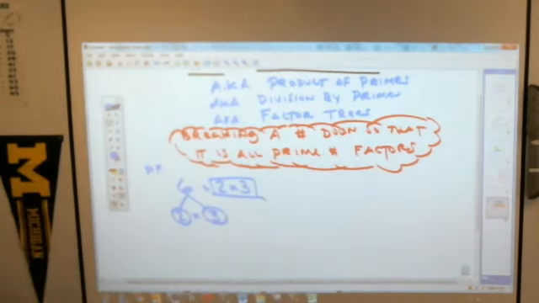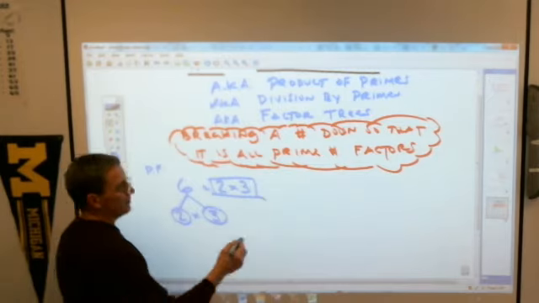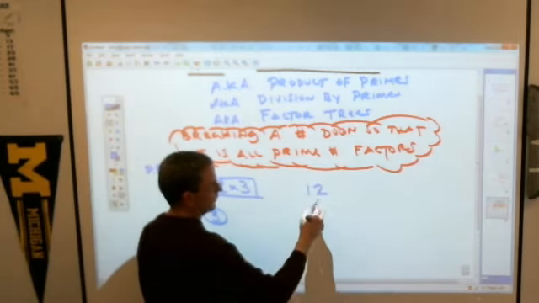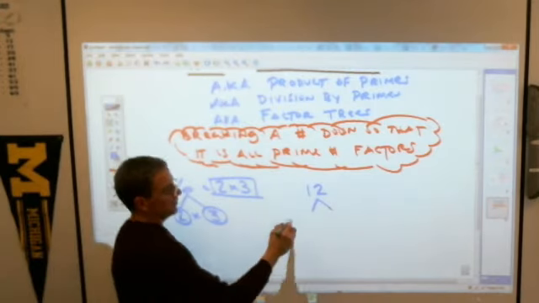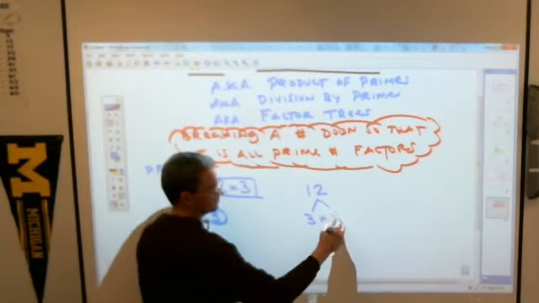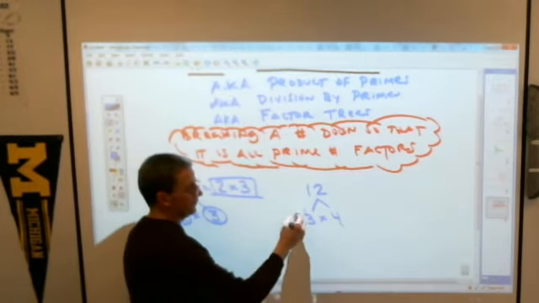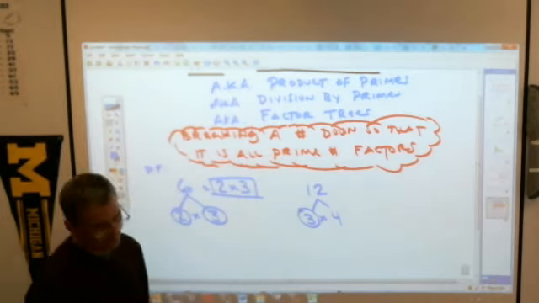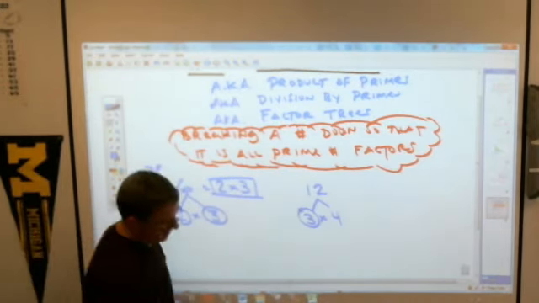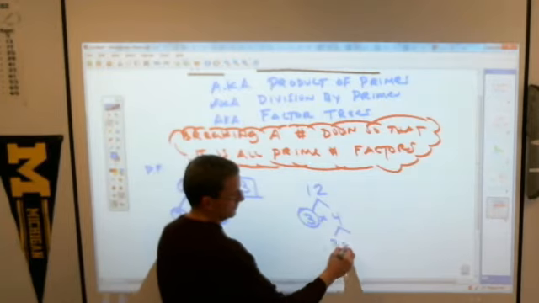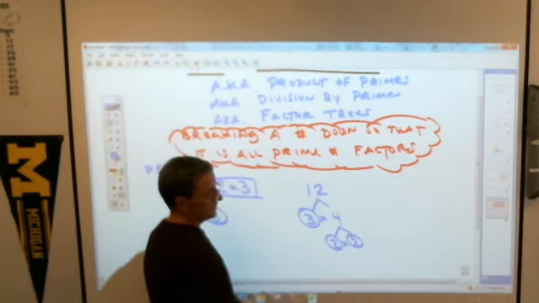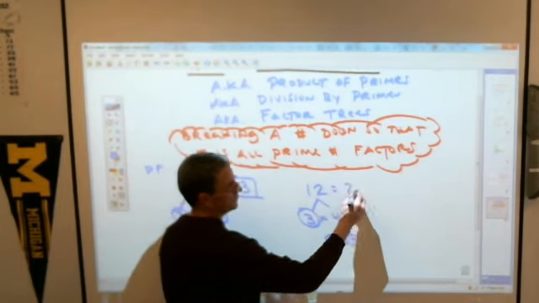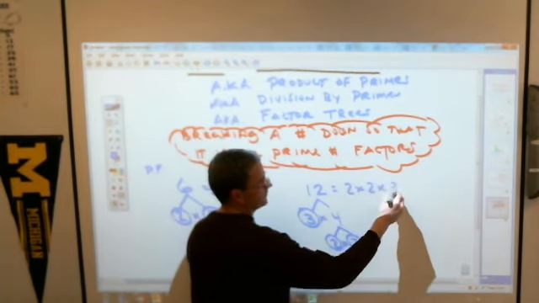Not always quite that simple because it's going to be a little bit more involved. How about the number 12? Well, if you break down the number 12, there's a bunch of different ways you can do it. It doesn't matter which way you do it. In the end, you'll come up with the same answer. Let's just say 12 is 3 times 4. Well, you can stop with 3 because it's a prime number, but you can't stop with 4 because 4 can be broken down into 2 times 2. And 2 times 2, those are both prime numbers, and you can stop there. So the prime factorization of 12 is 2 times 2 times 3.